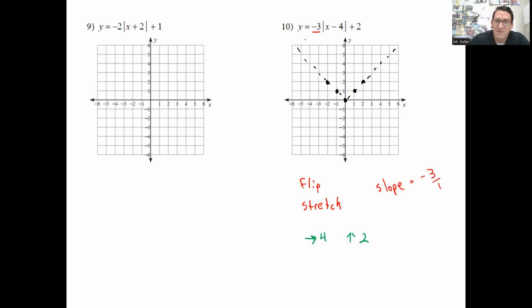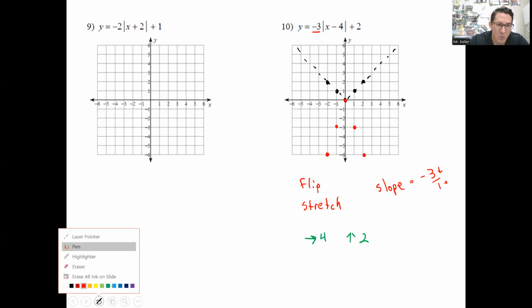Remember, slope is easier as a fraction. So I'm going to do the slope in the positive direction. So I'm going to go down 3, right 1. So to plot the next point, down 1, 2, 3, right 1. Plot the next point, down 1, 2, 3, right 1. And then I get a mirror image.